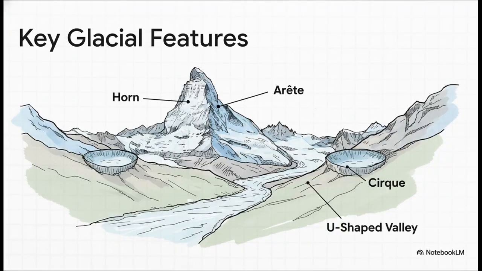Glaciers leave behind some of the most dramatic landforms you'll ever see. They scoop out these bowl-shaped basins called cirques right at the heads of valleys. Where two of those cirques erode back to back, they form a razor-sharp ridge called an arête. And when several cirques just eat away at a single mountain, they create a sharp pyramid-like peak called a horn. The famous Matterhorn is a perfect example. And of course, they turn those V-shaped river valleys into wide, flat-bottomed, U-shaped valleys.